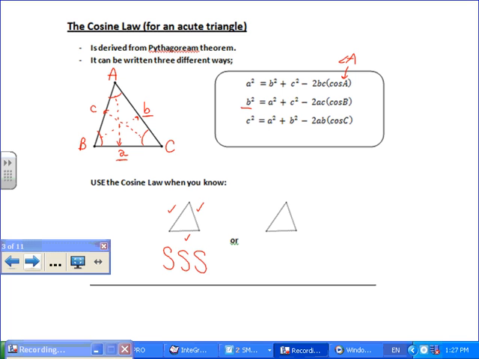Okay, because cosine law uses all 3 of those side lengths, and I would be able to solve for the one unknown angle, and then I could use it again. Or at that point, I could use sine law to find another angle.